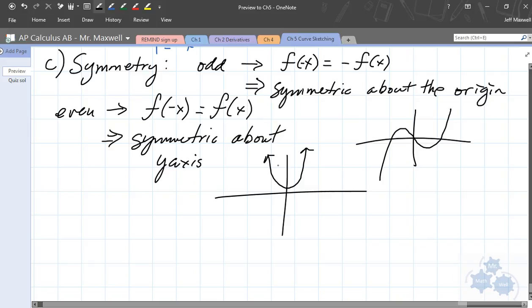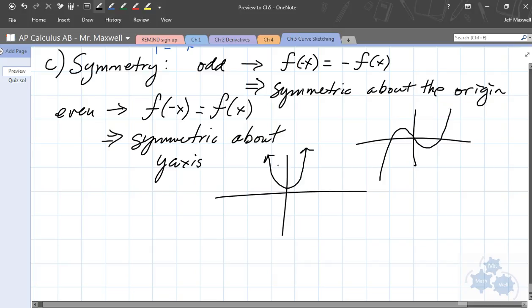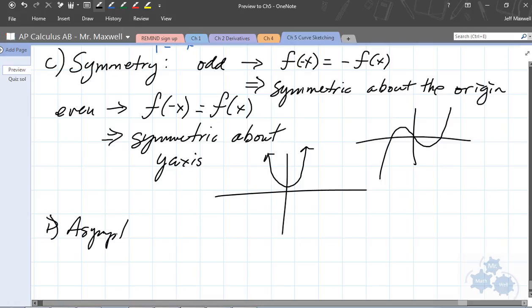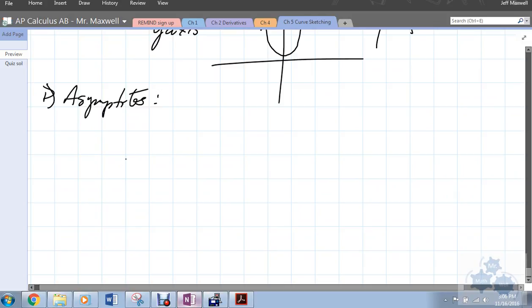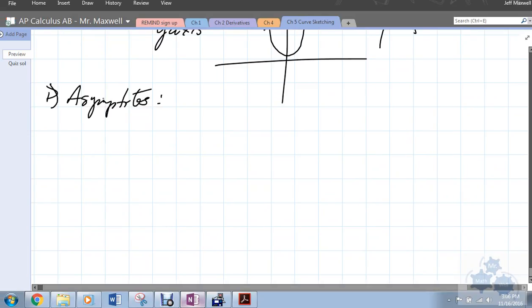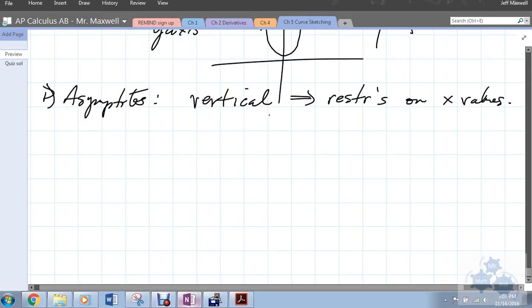Okay, so again, we've got domain, we've got intercepts, and we've got symmetry. If you know there's some symmetry, you know where the intercepts are, you know where the asymptotes are, you're starting to piece together what this graph's going to look like. All right, so D, asymptotes. Again, not really overtly calculus stuff here yet. This is all basic stuff. But asymptotes. So vertical, and we talked about those restrictions, right? So you want to refer to the restrictions on the x value and glean some information possibly there.